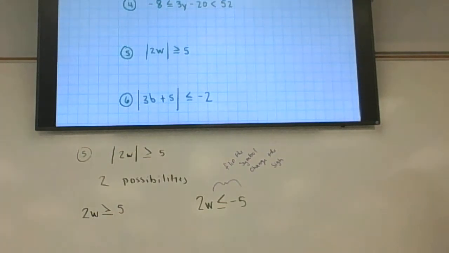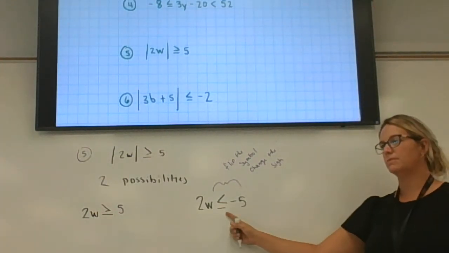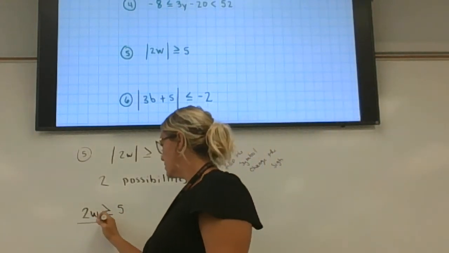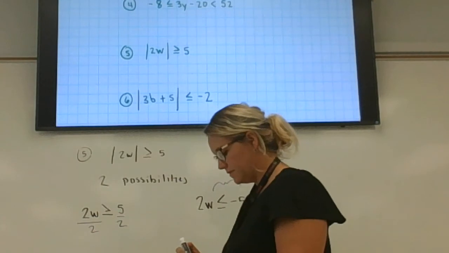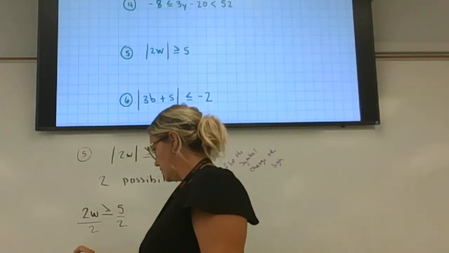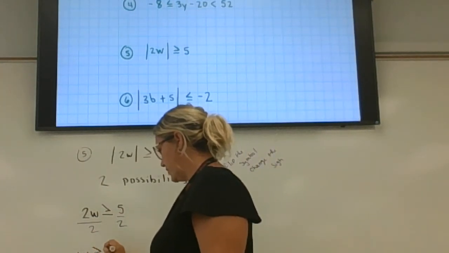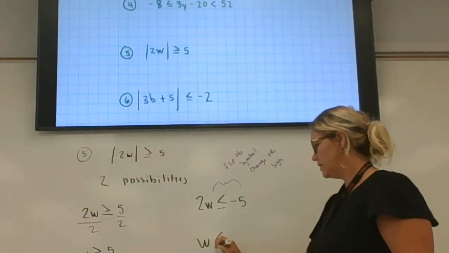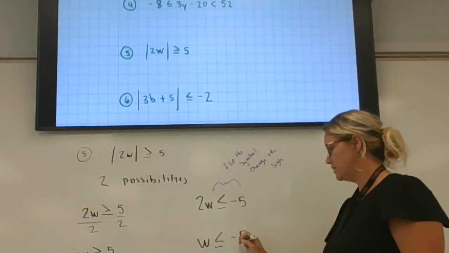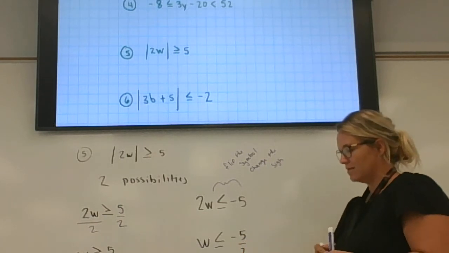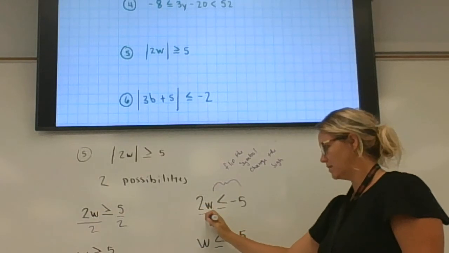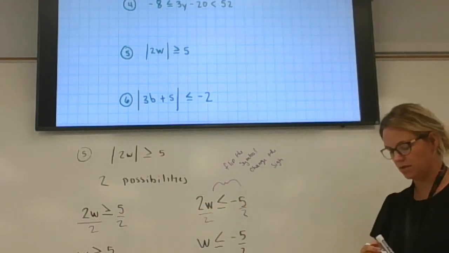So when you have an absolute value inequality, you set up your 2 possibilities. You flip the symbol and you change the sign. Solve. So maybe W is greater than 5/2. Maybe W is less than or equal to negative 5/2. Graph that. Make sure you put it on a number line.